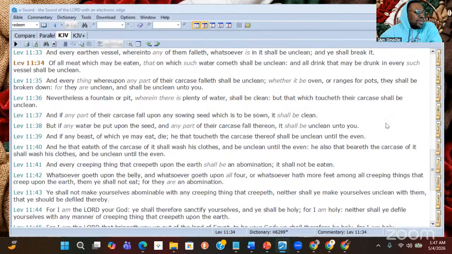There are water vessels made out of pig stomachs that are considered to be unclean.